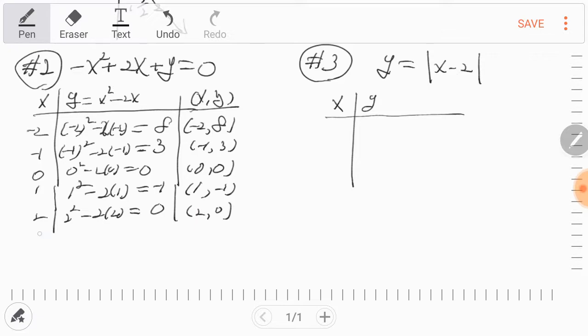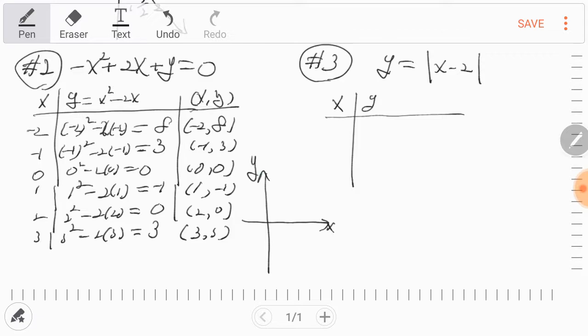Okay, let's try another one. X equals 3, then 3 squared minus 2 times 3. So 9 minus 6 is 3. X equals 3, y equals 3. So what we can do is plot this point. Let me draw it up here.